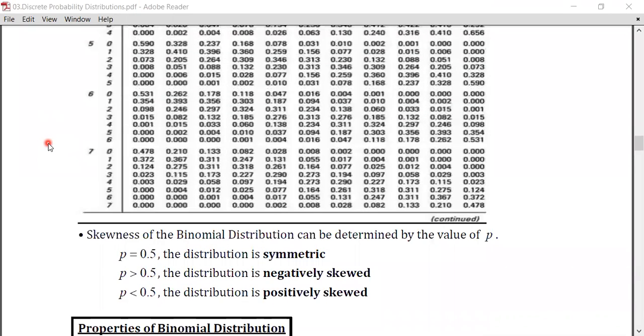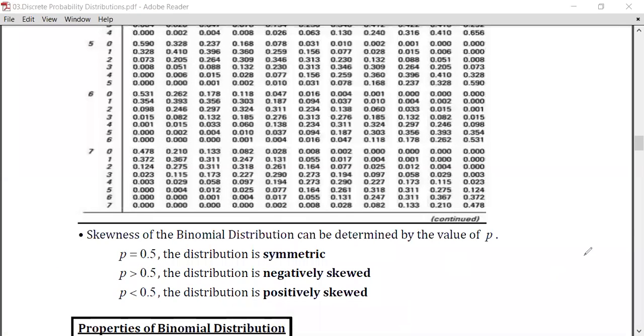And you can look at the skewness of the binomial distribution. The skewness of the binomial distribution can be determined with the value of p, which means the success probability. If p equals 0.5, then we can say that the distribution is symmetric. If p is greater than 0.5, the distribution is negatively skewed. If p is less than 0.5, we are saying that the distribution is positively skewed.